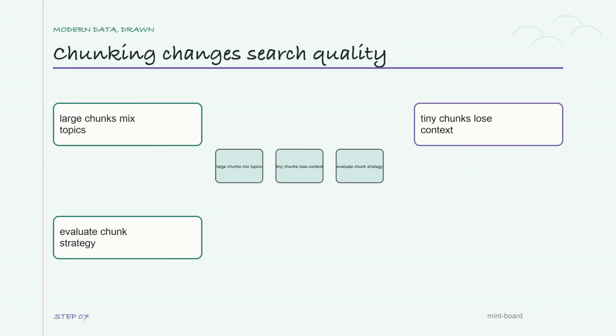With the previous step in place, the next piece becomes easier to see. Chunks that are too large mix several ideas. Chunks that are too small may lose context. Good chunk size and overlap depend on document structure and the questions users ask. Now connect that idea to what appears on the page. Read the drawing from one idea to the next. Large chunks mix topics, then tiny chunks lose context, then evaluate chunk strategy.